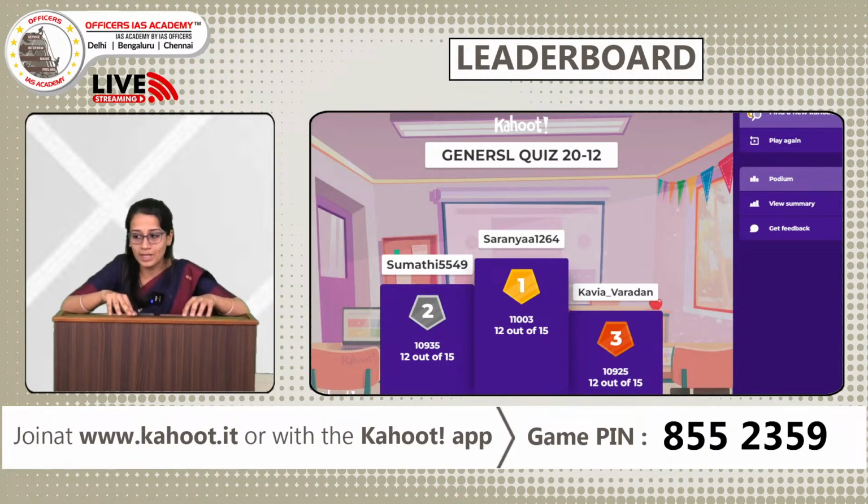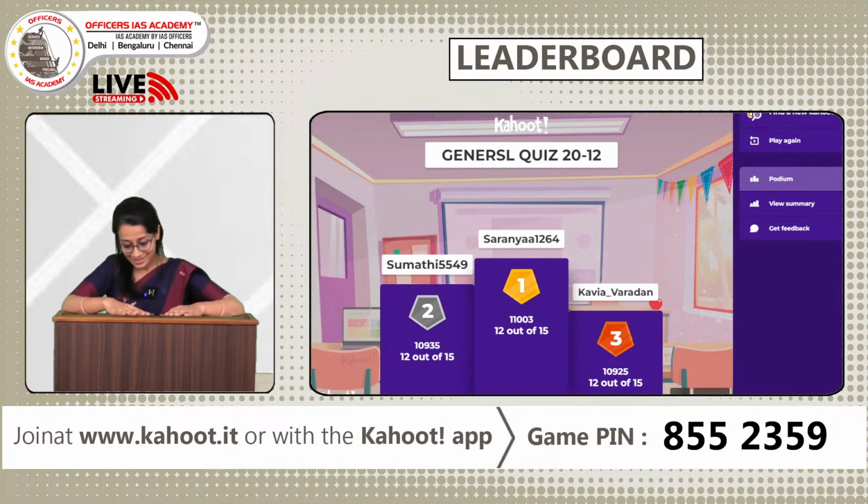At number 2 we have Sumati. Congratulations, Sumati. You have lost the top spot by a matter of very few seconds. And at number 3 we have Kavya Vardhan, who has also got 12 questions out of 15 right, but again it was a matter of few seconds. But very interesting to see that we've got such an intelligent audience with us today.